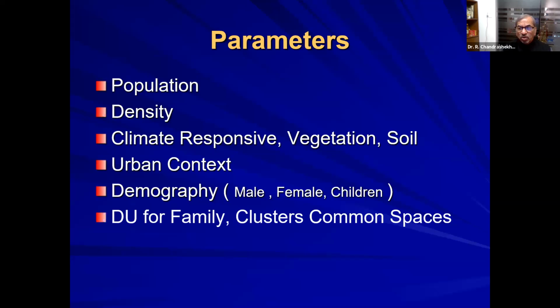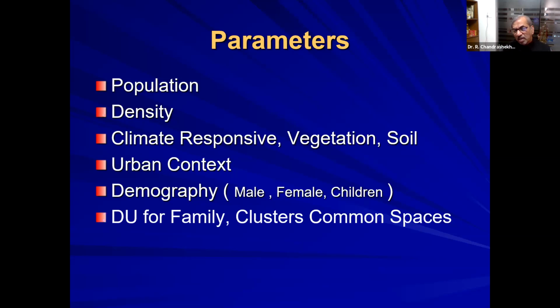Long back, HUDCO used to do this low-rise, high-density housing, so that you can have a very one-to-one community living, etc. Then your design should be climate responsive, and you have to see vegetation, the soil condition, how you are going to, your design will be taking note of that. Urban context is very important. You have to take where exactly you are building and what kind of urban context, and how it blends with the entire urbanscape.